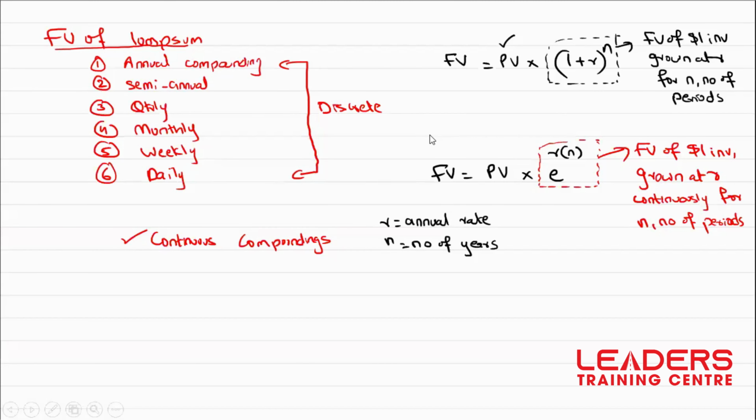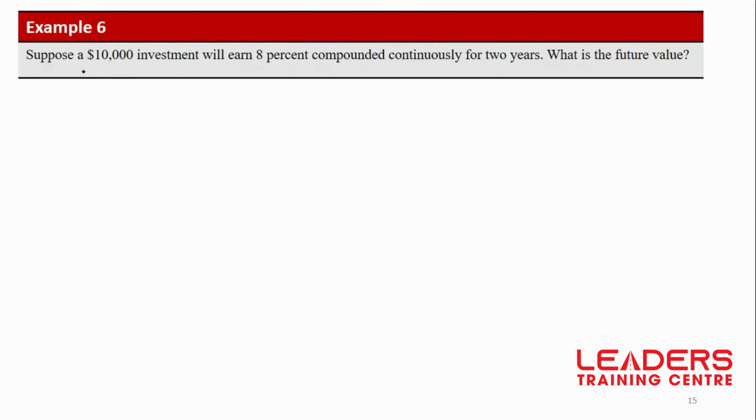I'm going to illustrate the use of the calculator through this example. It says, suppose a $10,000 investment will earn 8% compounded continuously for 2 years. What is the future value? If we use the formula, future value equals present value times exponential to the power of r multiplied by n. R in this case is 8%, while n number of years is 2. So all we would say is 10,000 times exponential to the power of r, which is 0.08, you remove the percentage, times n, in this case 2.